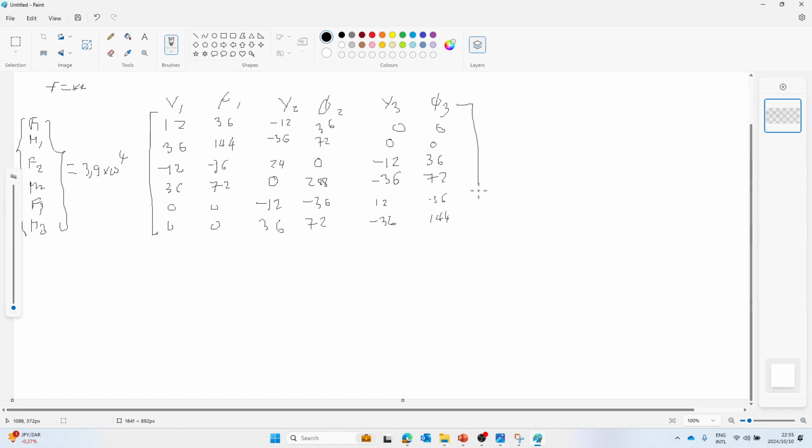Okay, this is what we have. This is the general equation. So we are asked to solve for forces, right?